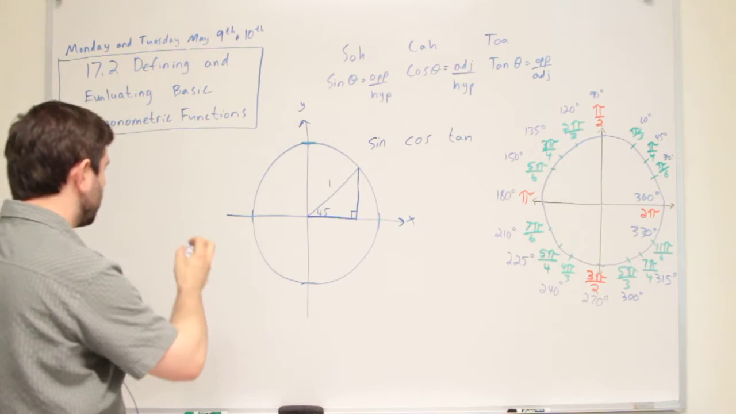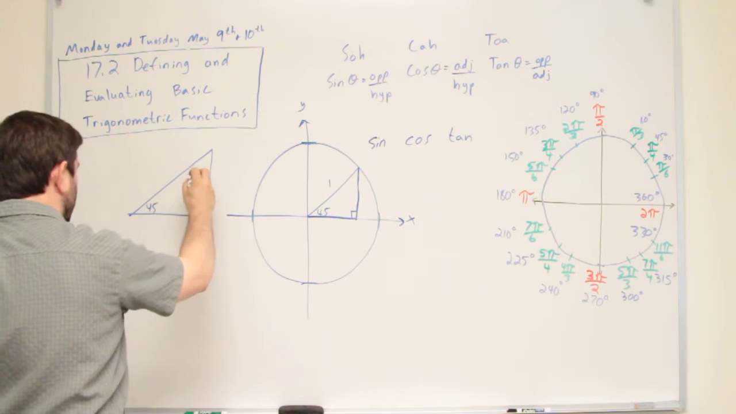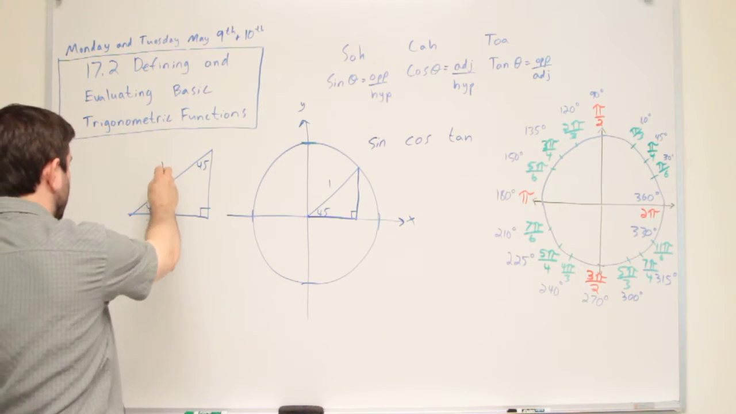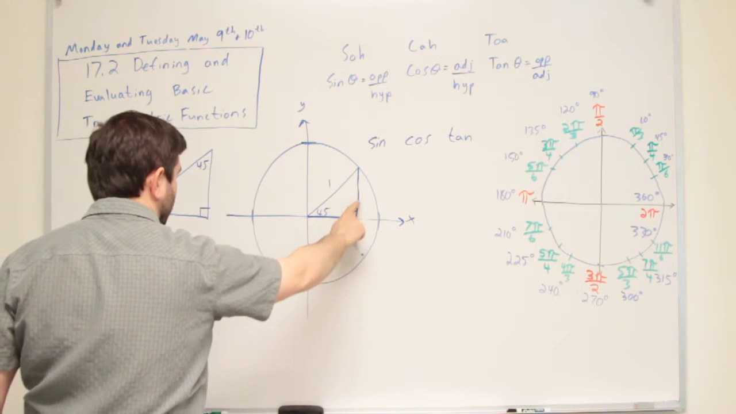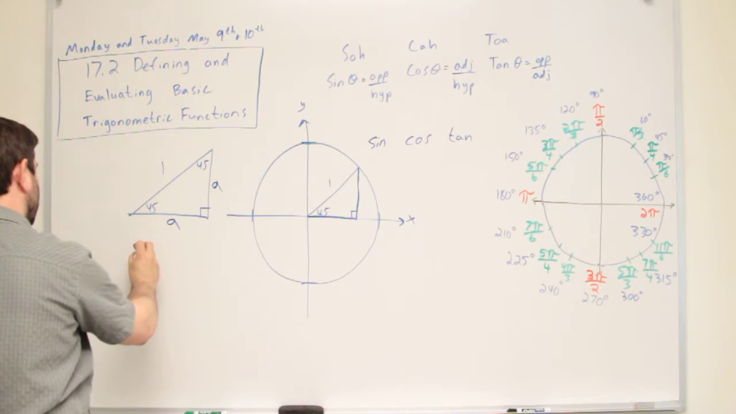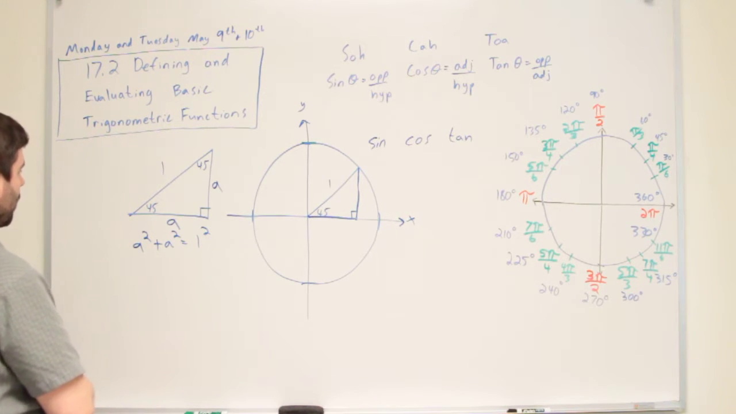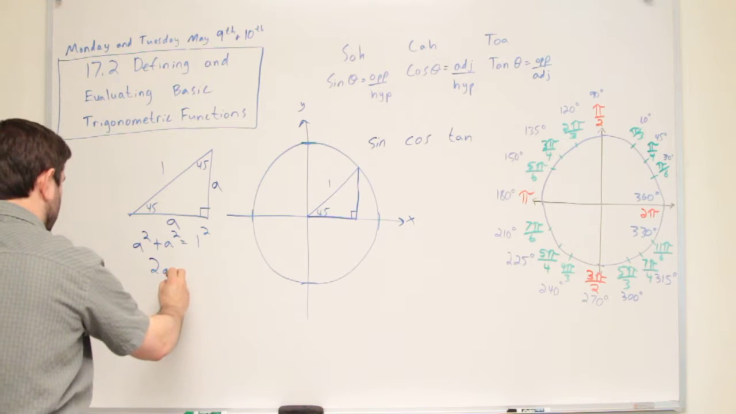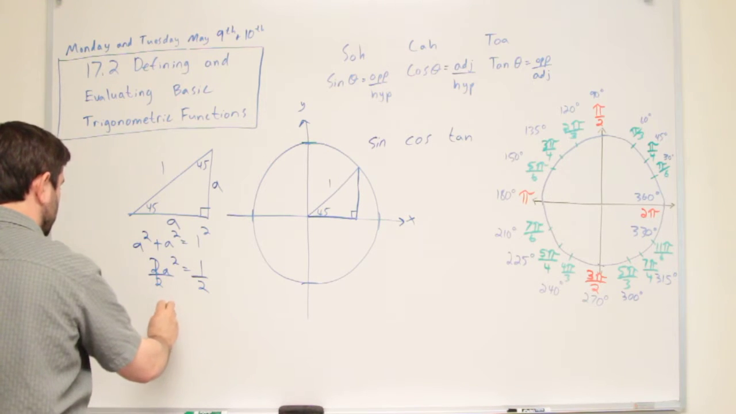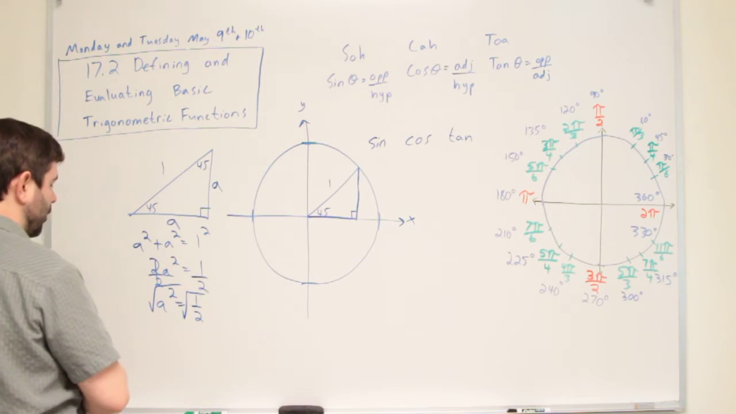Well, what we have here is a 45, 45, 90 triangle. And we have a hypotenuse of 1. We want to find these other side lengths. They're both going to be equal. And we can use the Pythagorean theorem here. A squared plus a squared equals 1 squared. A squared plus b squared equals c squared. And we'll get 2a squared equals 1. Divide by 2. A squared equals 1/2. Take the square root of both sides.